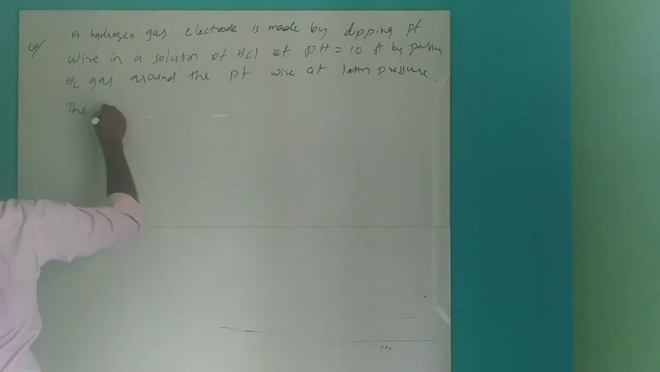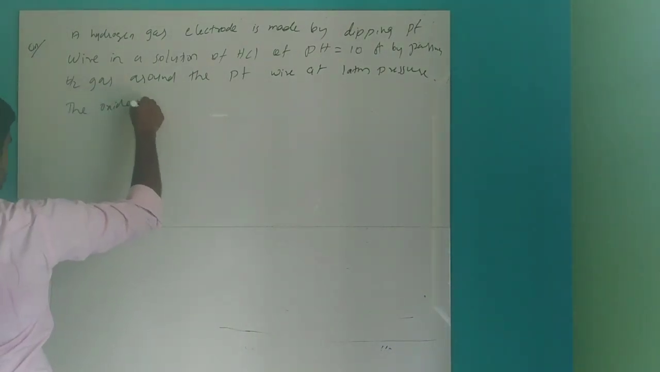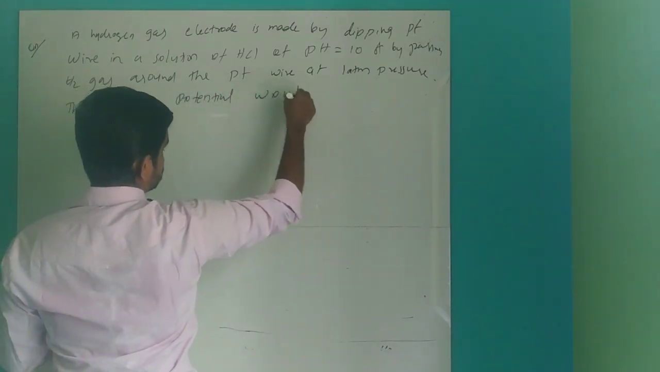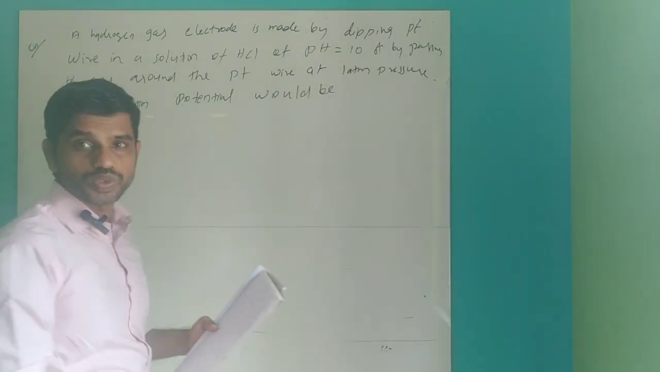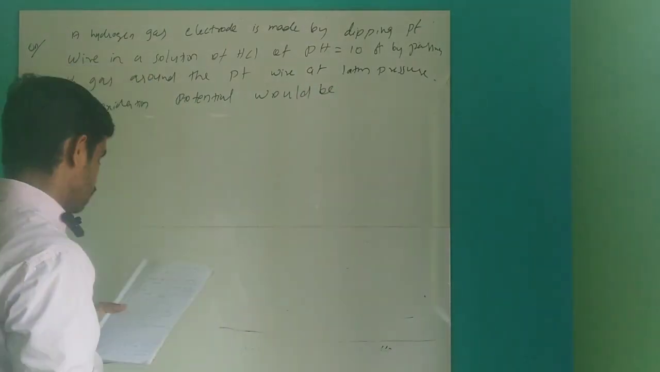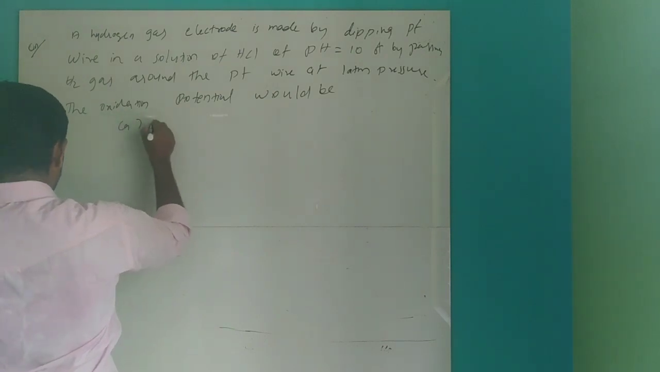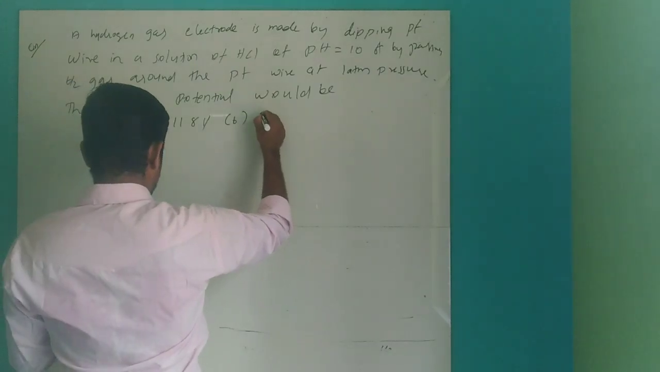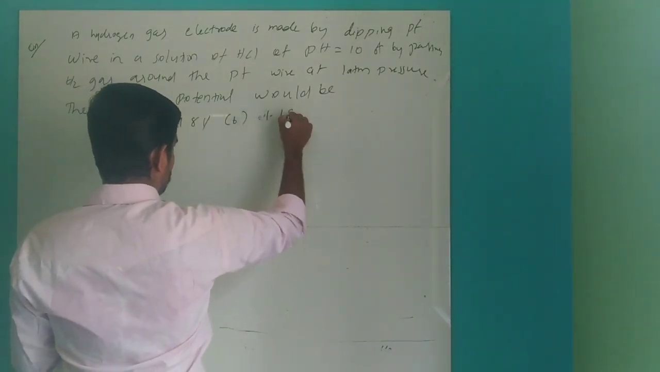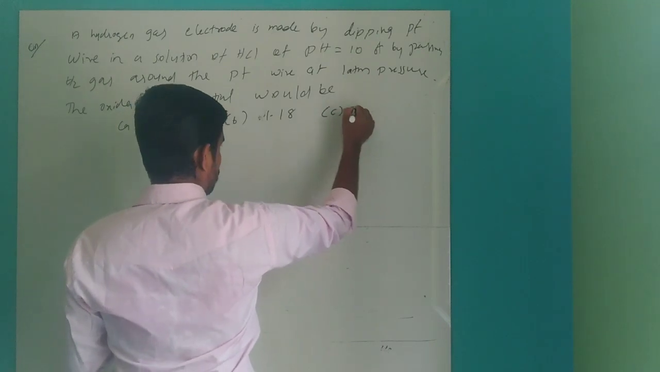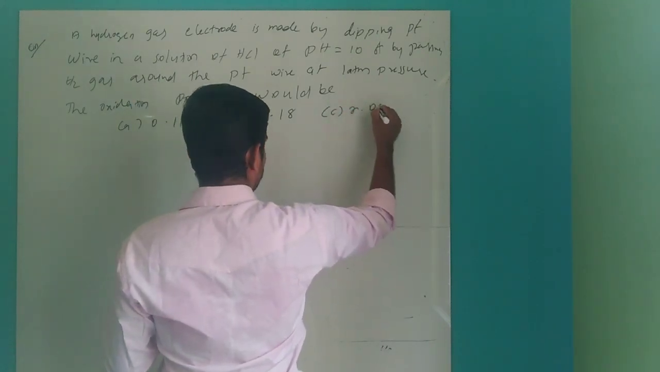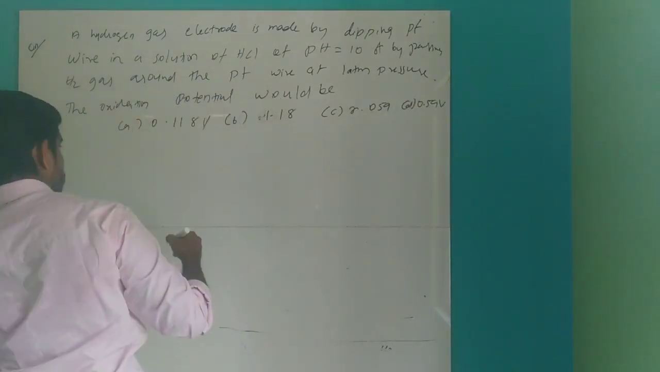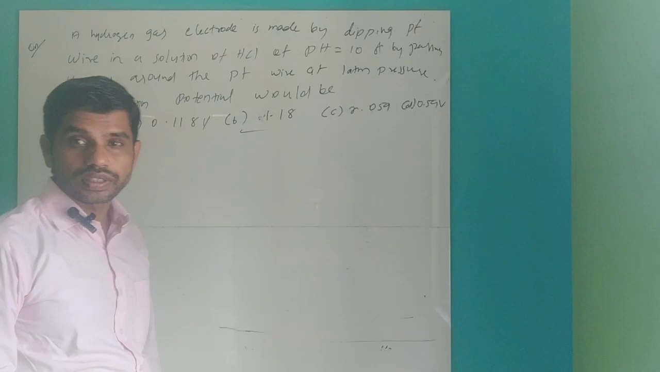The oxidation potential would be, how much will be the oxidation potential? So option A 0.118 volt, B 1.18 volt, option C 0.059 volt, option D 0.59 volt. So this is the question. So here the pH is given.